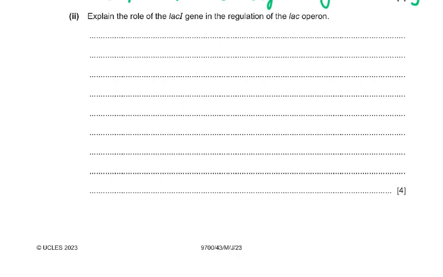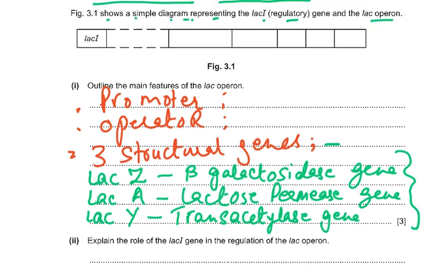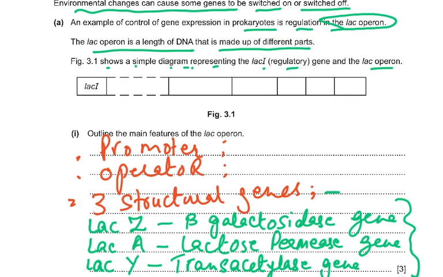The lac-I gene is what? What did they say in the question? You've got to understand that they said in the question there's something. It shows a simple diagram representing the lac-I regulatory gene and the lac operon. So lac-I is the gene which is always expressed. It controls the gene expression. It codes for the repressor protein.